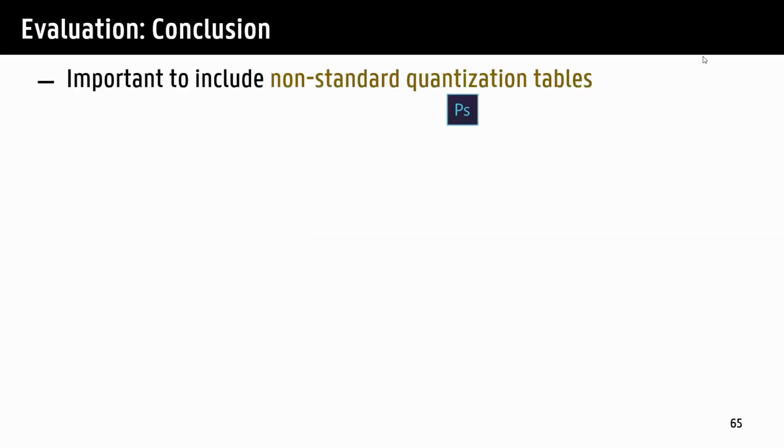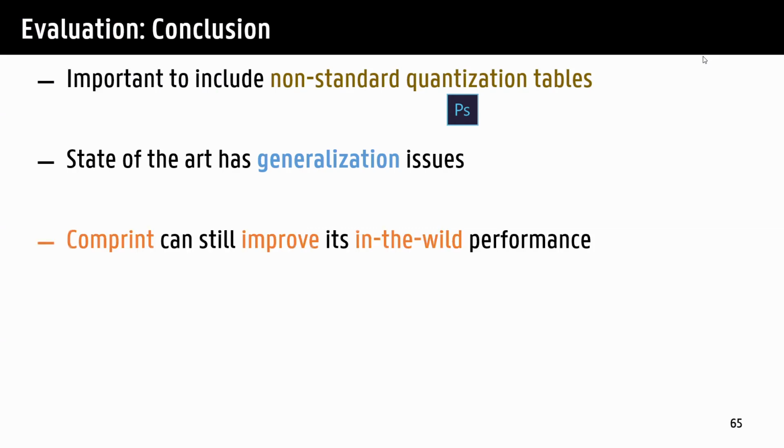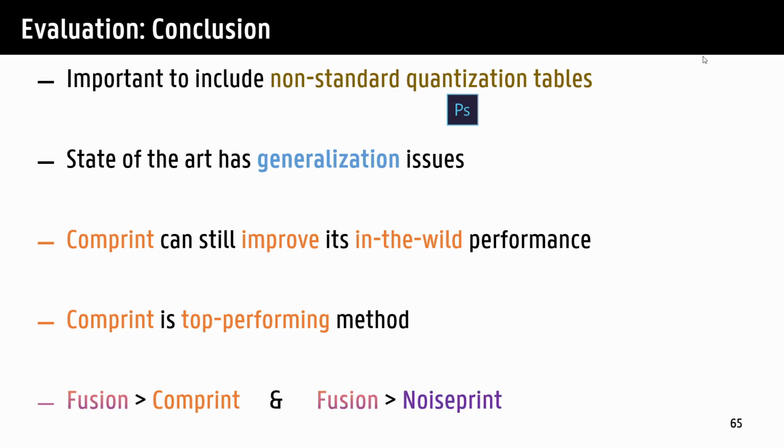So in conclusion, what can we conclude from the evaluation? What are some interesting observations? It's important to include non-standard quantization tables, for example, the popular ones of Photoshop. Some state-of-the-art methods have generalization issues, which Comprint has much less of, but still Comprint can improve its performance. It's still not perfect, of course. But we saw that Comprint is a top-performing method among the methods that we compare to. And also the Fusion is often better than the individual methods, Comprint or Noiseprint.